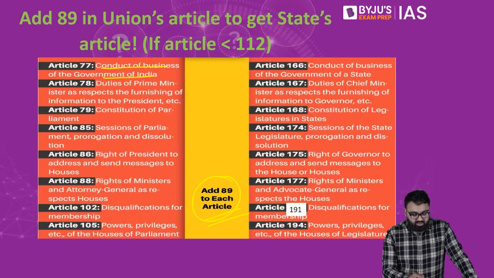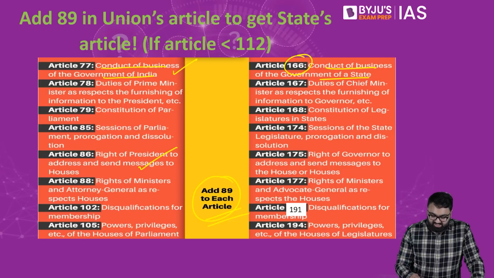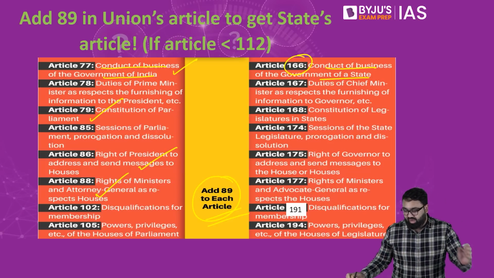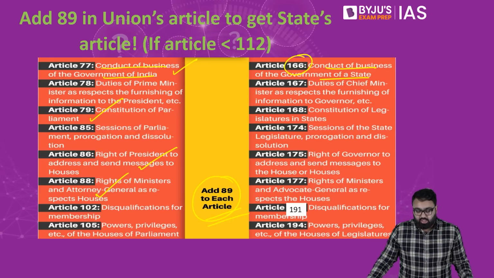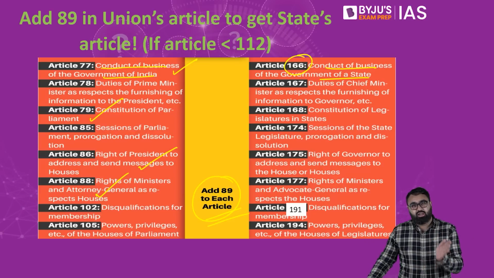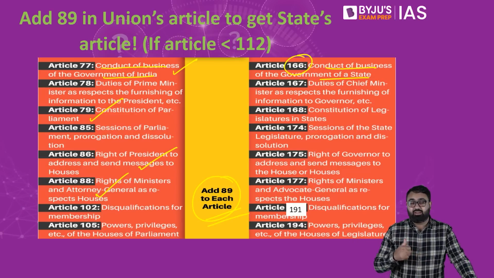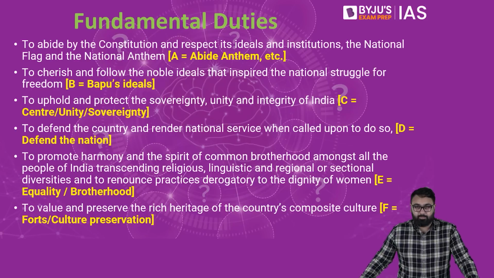Article 77, conduct of business of the government of India. Add 89, you will get to 166, conduct of business of the government of the state. Similarly, you see Article 86, 79, 88, all these hold true to this particular fact that if there is an article with respect to the union government below the number 112, you add the number 89, you get the corresponding article for the state government level as well, which is information that can be extremely handy for you, both in the prelims and in the mains examination.